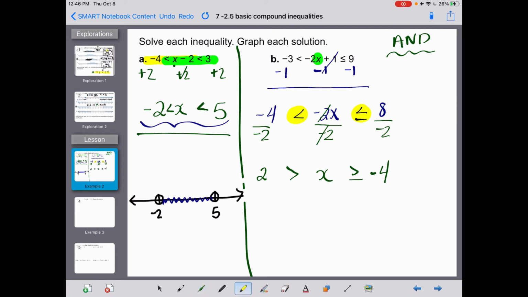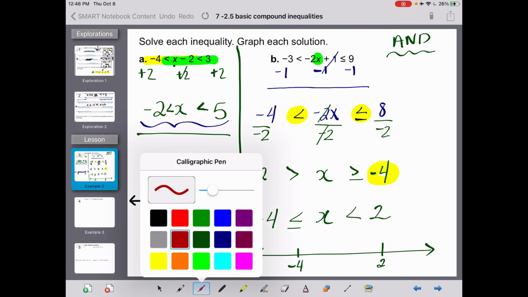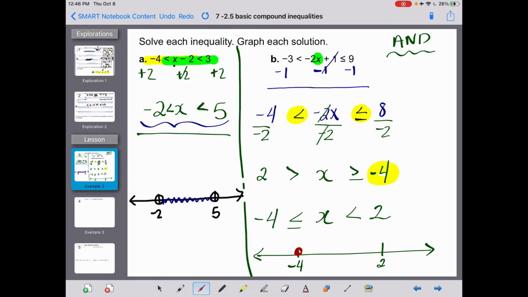Don't stop here. Rewrite the inequality so that the lowest numbers are on the left, bring over the inequality symbols, and the highest numbers on the right. That's your final answer, and then you can go to graphing. The left, negative 4, is a closed circle, the right, 2, is an open circle, and we shade in between.